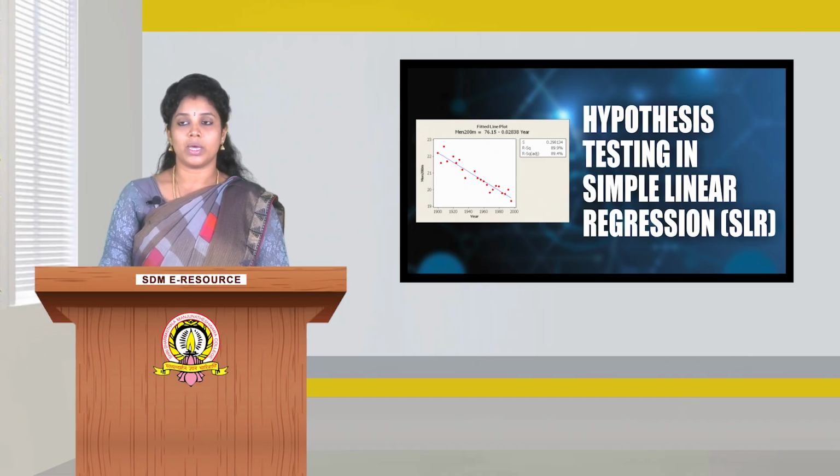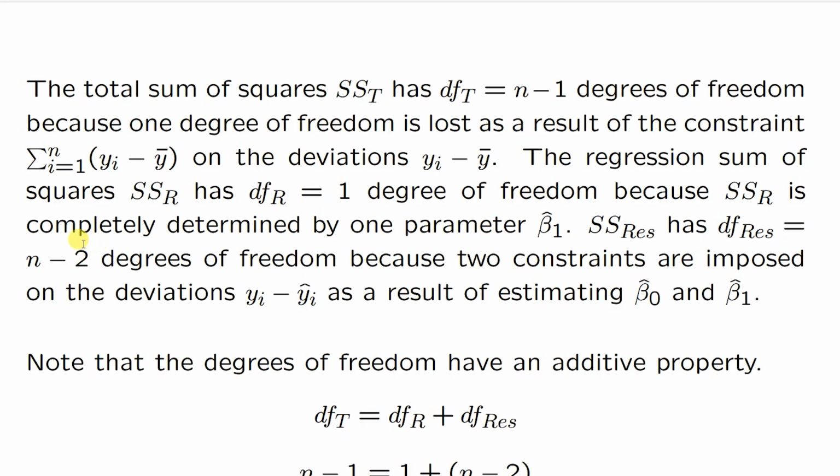Now let us look into the degrees of freedom of the terms of ANOVA. The total sum of square has n minus 1 degrees of freedom because 1 degree of freedom is lost as a result of the constraint, that is summation yi minus y bar, on the deviations yi minus y bar. The regression sum of square has 1 degree of freedom because SSR is completely determined by one parameter, that is beta 1 cap, and the residual sum of squares has n minus 2 degrees of freedom because two constraints are imposed on the deviations yi minus yi cap as a result of estimating beta naught cap and beta 1 cap.